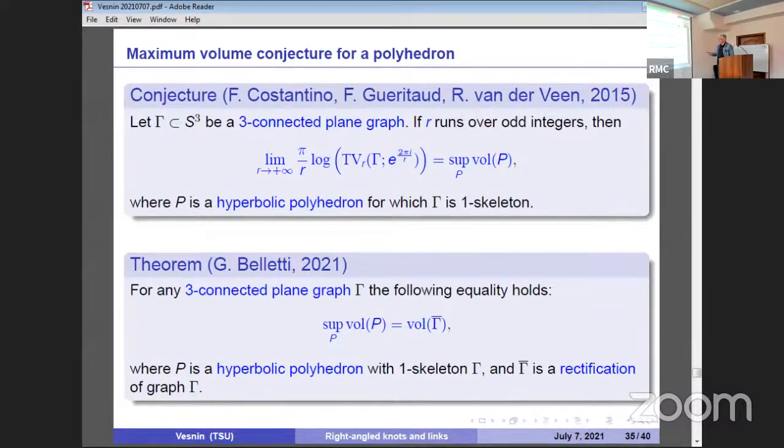And just a few months ago, I remember in February, a paper was published in Transactions of the American Mathematical Society by Belletti, and he considered this limit, I mean, this expression on the right, and he proved the following theorem. If you consider skeletons of polyhedra, then the supremum of this volume is just the volume of a polyhedron, which he called the rectification. If I would like to explain, maybe I need one or two minutes. One last one. Yeah. So what is this?